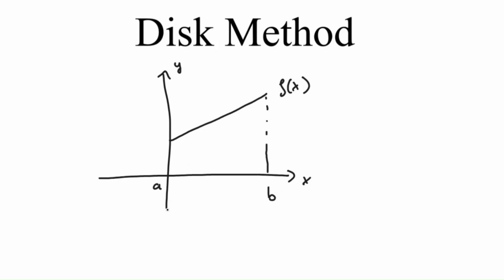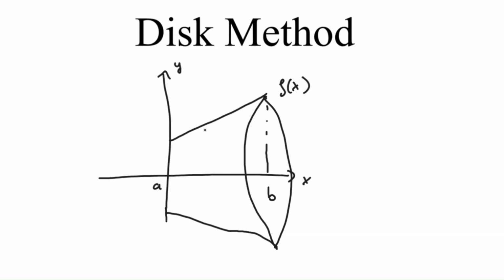So the question is, you have to find the volume of the object when the graph of the function f of x revolves, like rotating, around the x-axis. If the graph rotates around the x-axis, it automatically generates an object that looks like this. You have to calculate the volume of this solid.